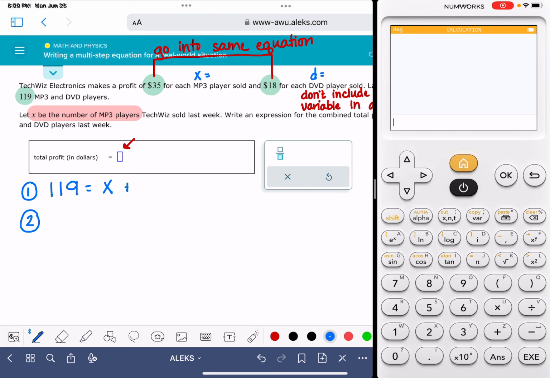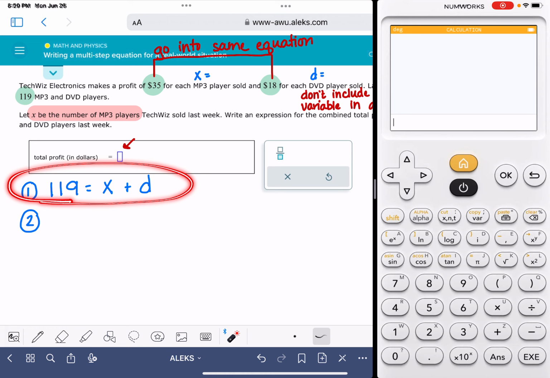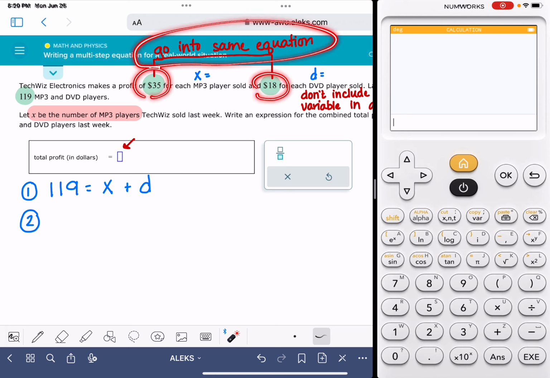And I just decided I was going to use D to represent the number of DVD players. So this is one of my equations right there. I've used one of my numbers to write an equation. There it is. Now I'm going to use these other two numbers to write a second equation, the $35 and the $18. Let's take a look at what those numbers represent.